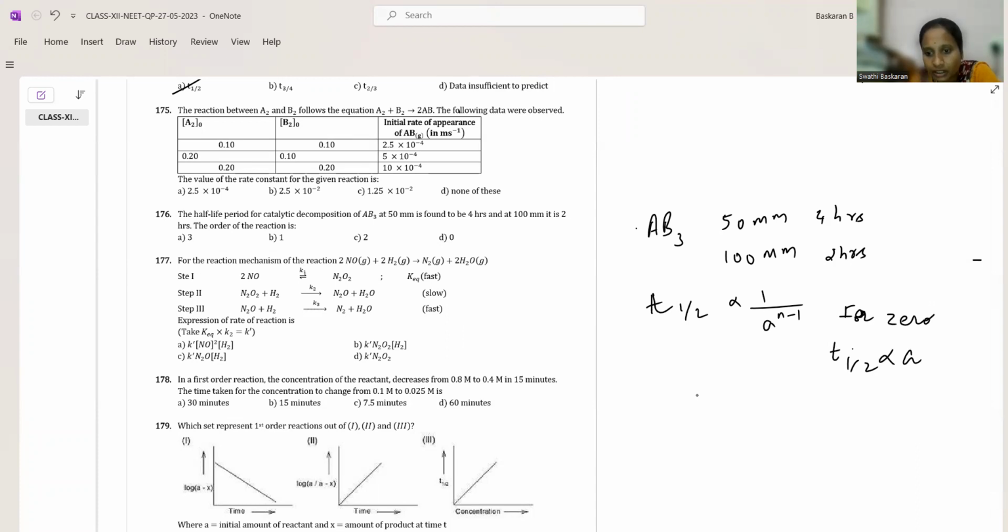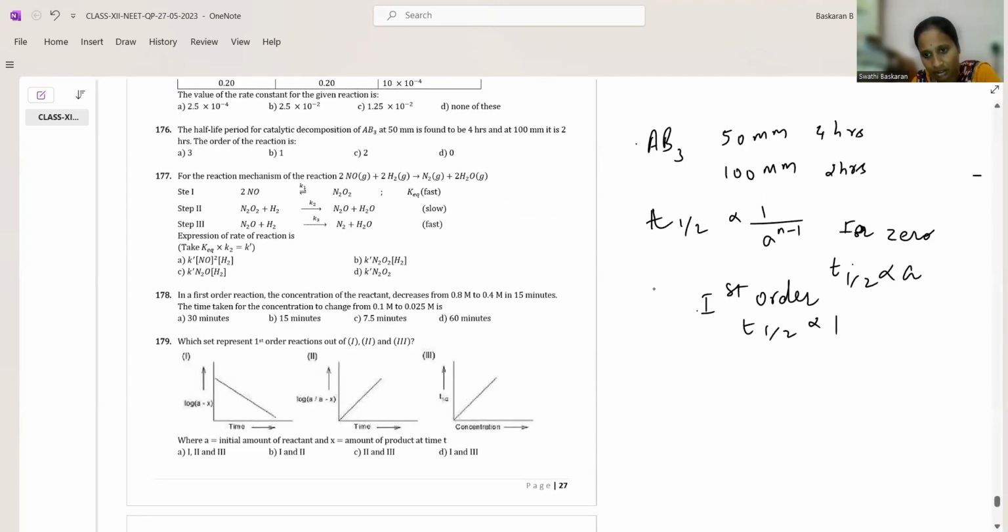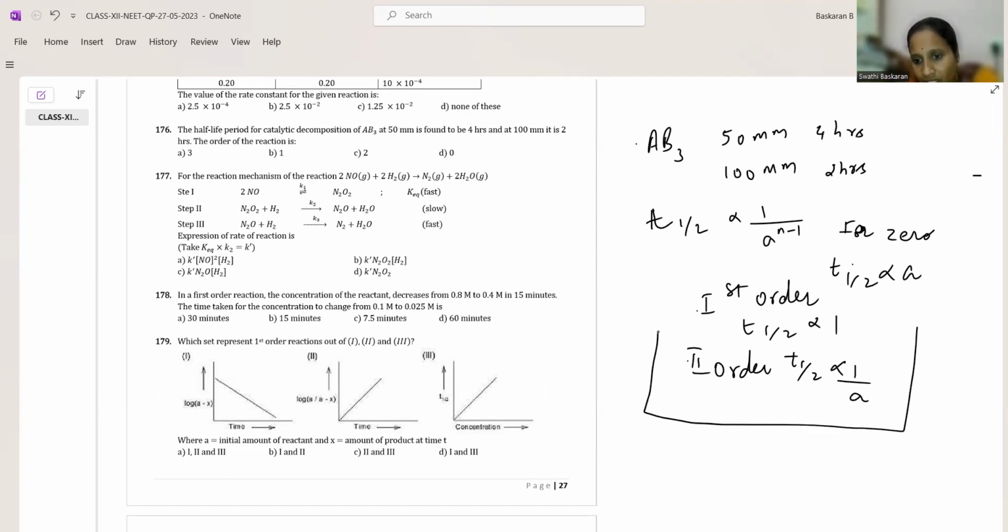But for a first order reaction, T half will be proportional to 1, which means it is independent of the concentration of the reactant. But for a second order reaction, what happens? T half will be inversely proportional to A. Now, keeping all these formulas in mind, we can easily solve this question.